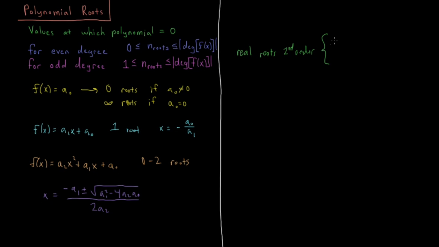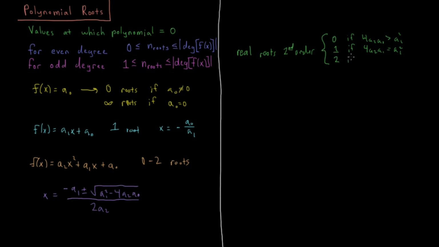So we have 0 real roots if 4a2a0 is greater than a1 squared. That would make this term negative, and the square root of a negative number is a complex number. It has an imaginary component to it. All right, we have 1 if 4a2a0 equals a1 squared. If these terms are equal, then this is the square root of 0, and plus or minus 0 is still 0. So we'd have minus a1 over 2a2 if this value in the square root is 0.